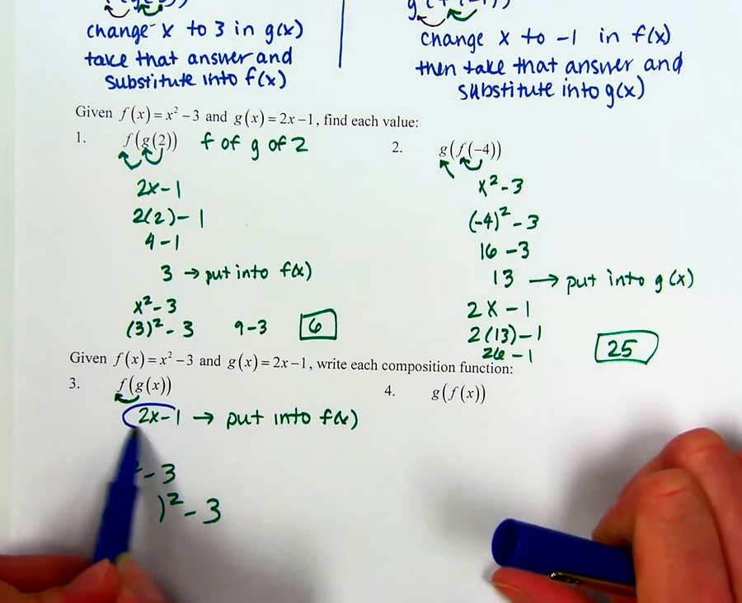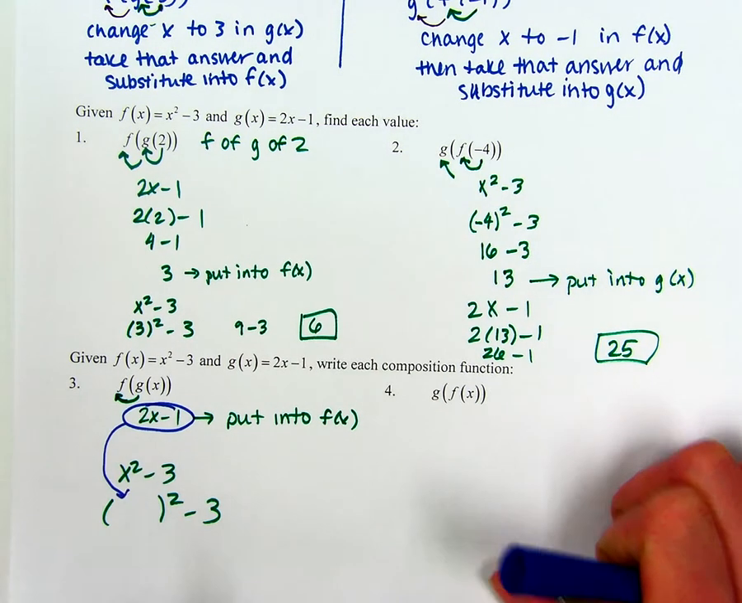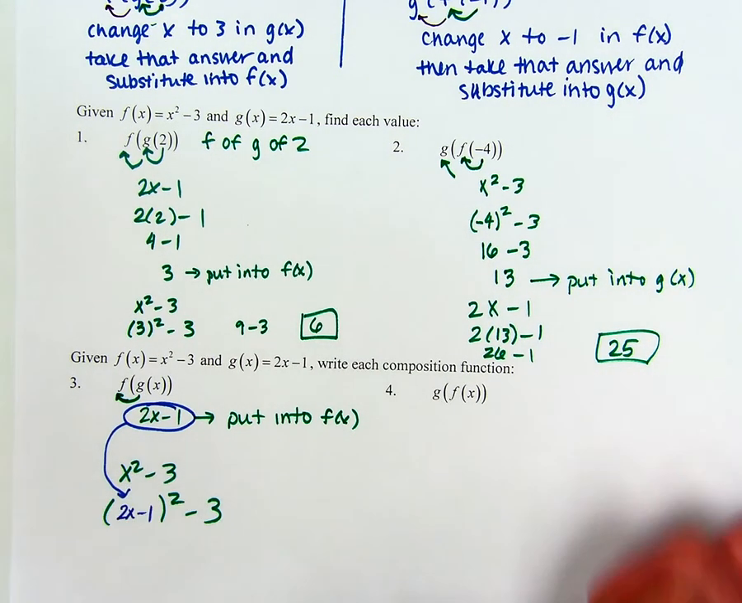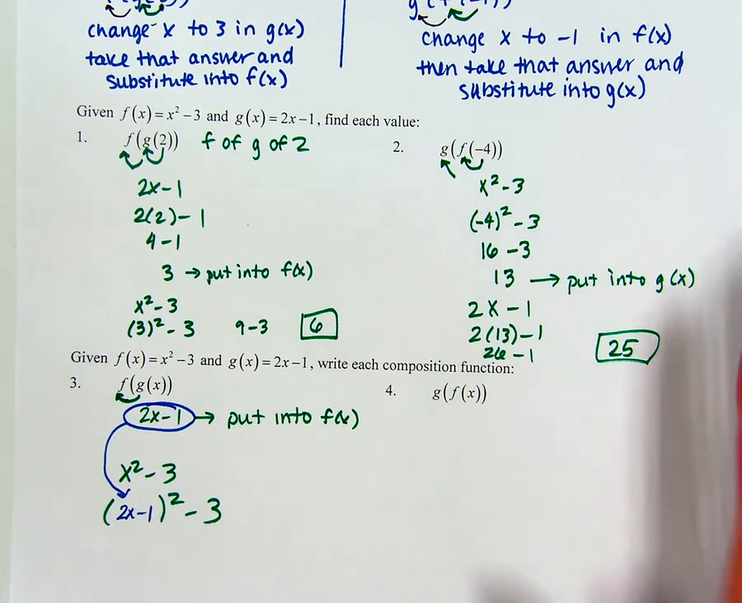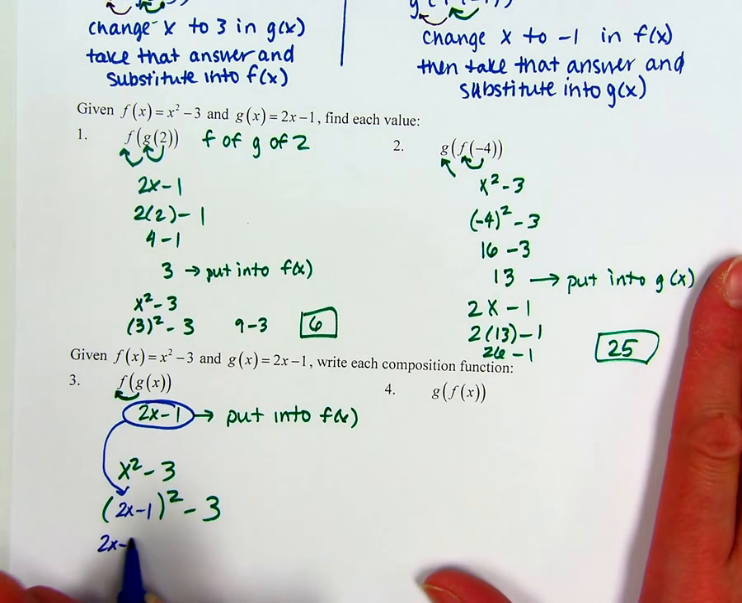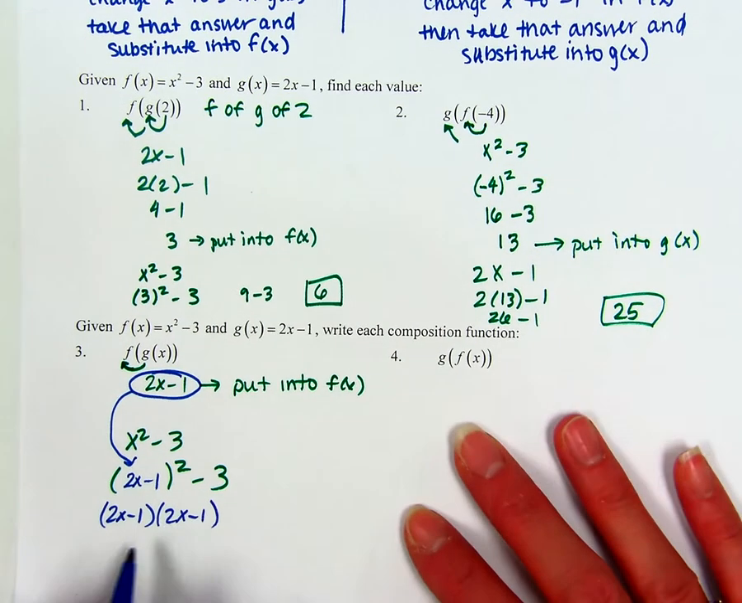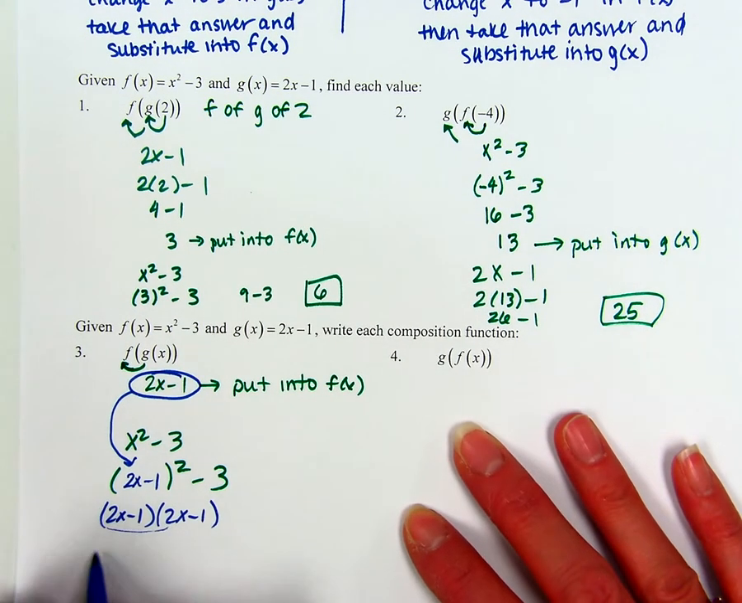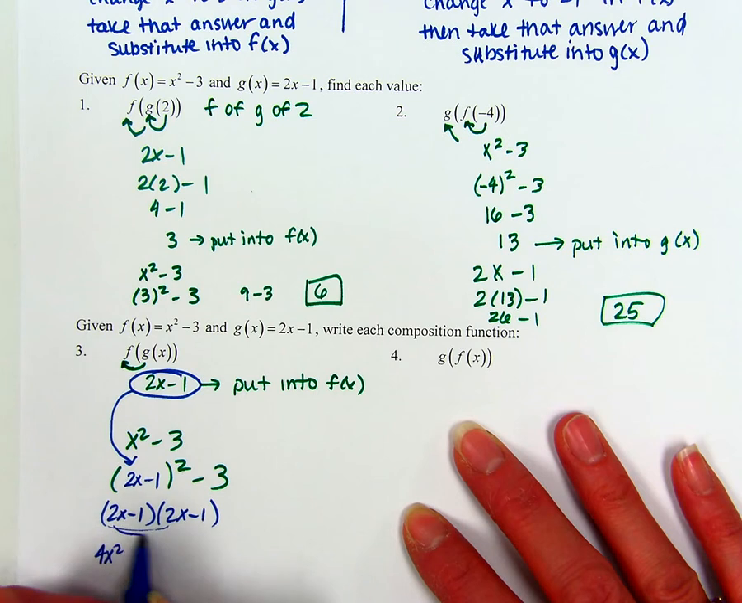So we've done substitution before. We're just taking that whole expression and you're putting it in here. Okay, so you just have to be careful. So what is 2x minus 1 squared? It means multiply it by itself. So I'm going to FOIL. 2x times 2x, that's 4x squared. Outer times outer is negative 2x. Inner times inner is negative 2x, and last times last is plus 1.